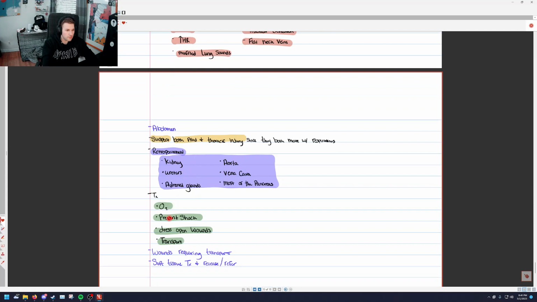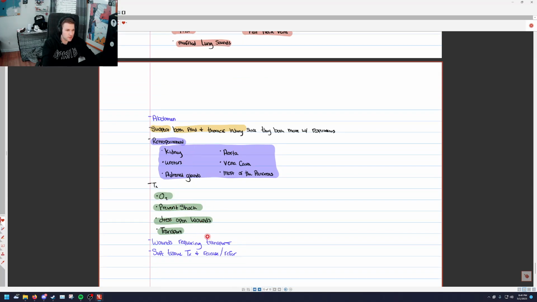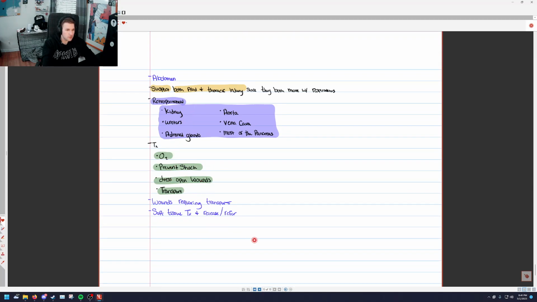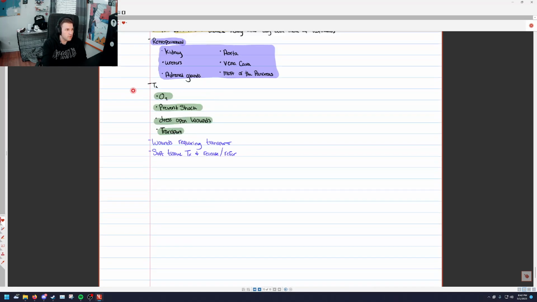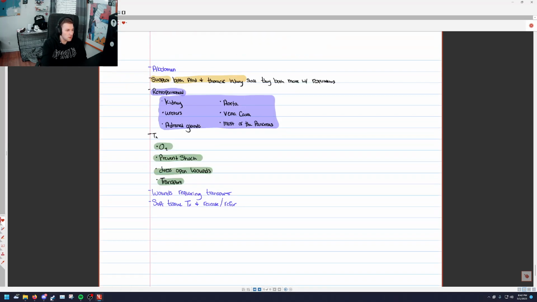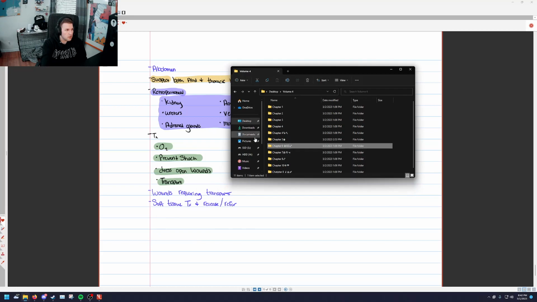Abdomen, just prevent shock, dress open wounds, transport. Just know your thoracic anatomy, where some things might be, if they're going to be more retro or more anterior in positioning of your peritoneum, excuse me. So yeah, that is chapter 4, super nice and easy.